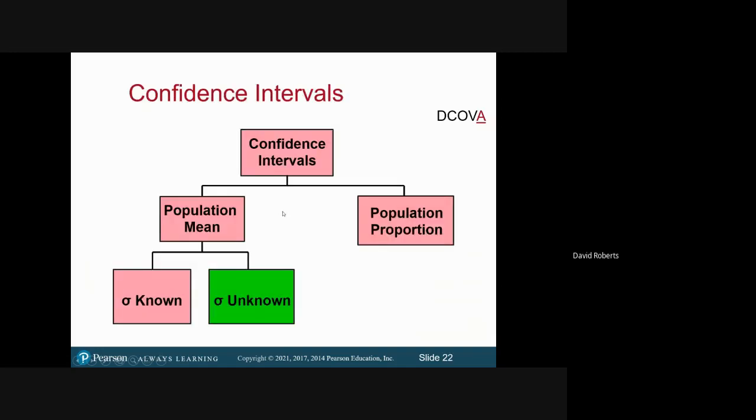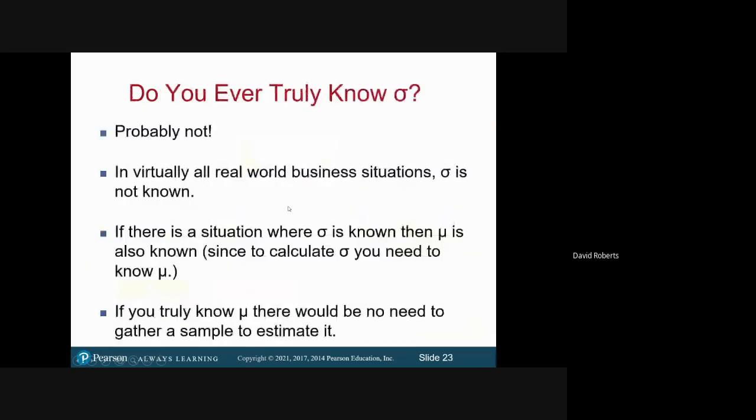Now, unknown, this is the big area. The first 20-ish slides in this chapter are just building sort of a basis. This is the really important, the next two. Do you ever truly know the standard deviation of the population? And as you can see, there's a big exclamation mark. Probably not. In virtually all real-world business situations, the population standard deviation is not known.